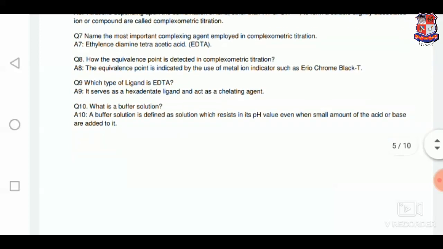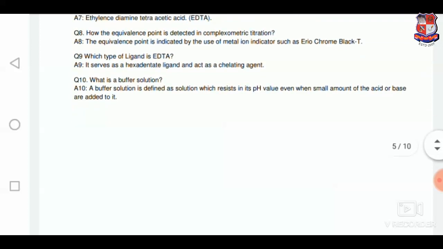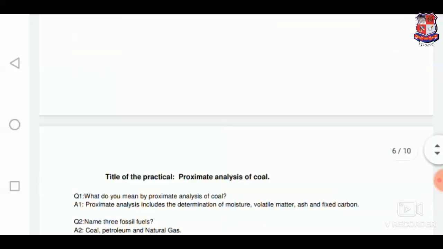Which type of ligand is EDTA? It serves as a hexadentate ligand and acts as a chelating agent. What is a buffer solution? A buffer solution is defined as a solution which resists change in its pH value even when small amounts of acid or base are added to it.